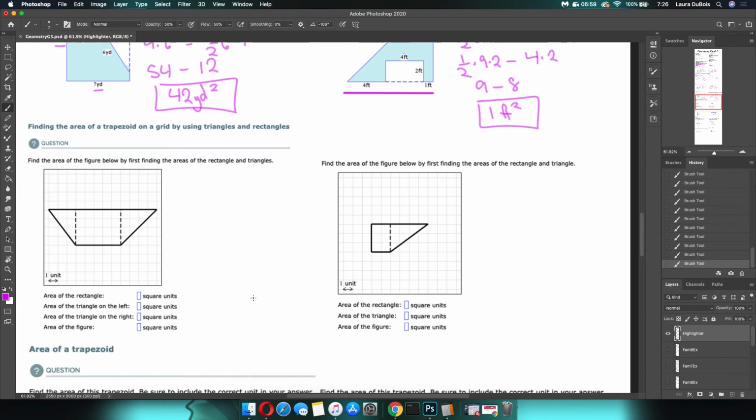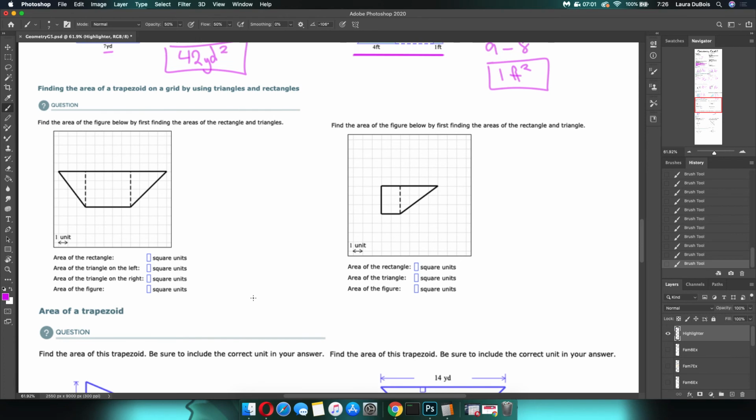Next up, finding the area of a trapezoid on a grid by using triangles and rectangles. So they're basically describing what you're doing here. You have the area of one shape, which is a rectangle. You can find the area of that. Then you can find the area of one of the triangles, and you can find the area of the other triangle. So we're just, think of it as a piecewise. We're basically doing this one piece at a time.